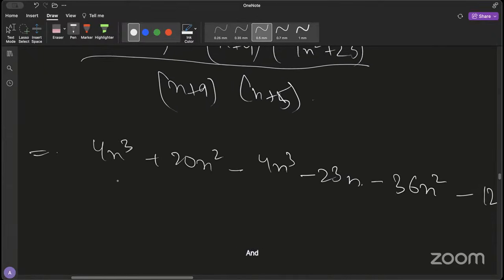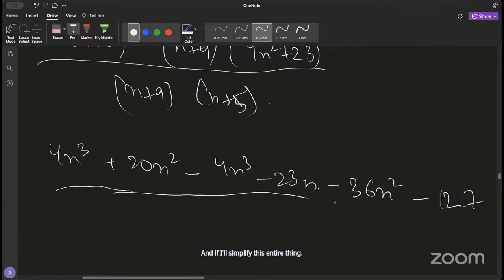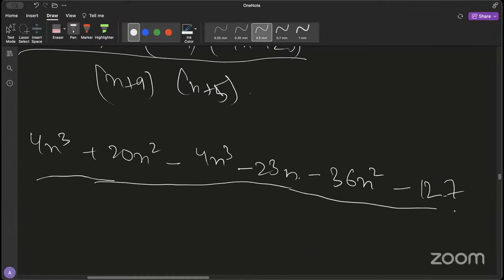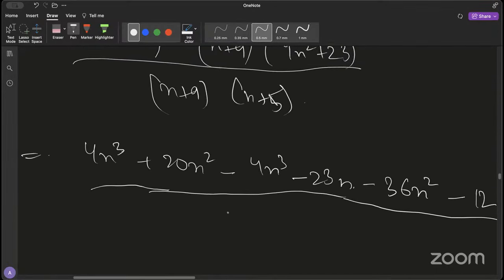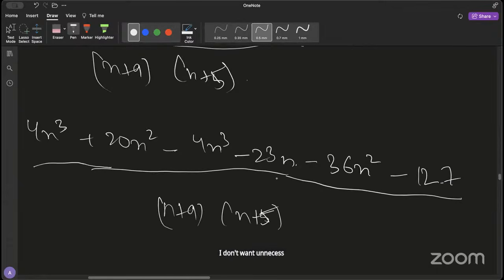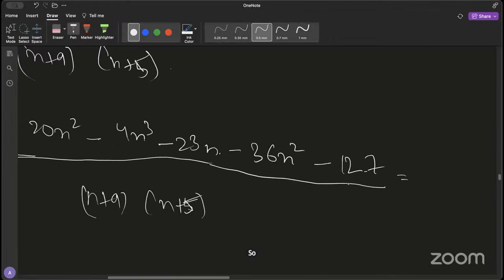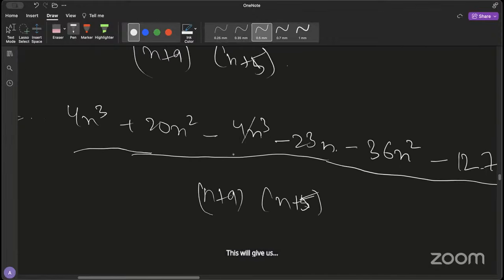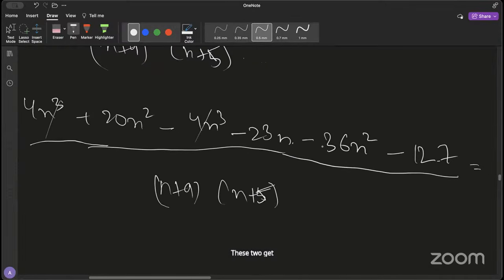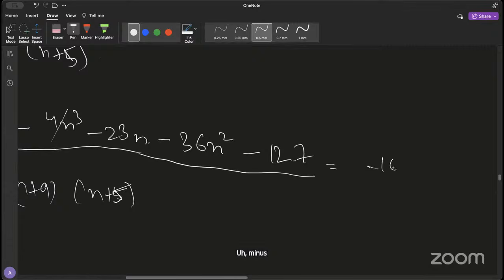And if I simplify this entire thing, I'm not solving this one for now. I don't want unnecessary calculations. Let's see if we can do this without simplifying the denominator. So this will give us, these get cancelled, then this will be minus 16n square, right?